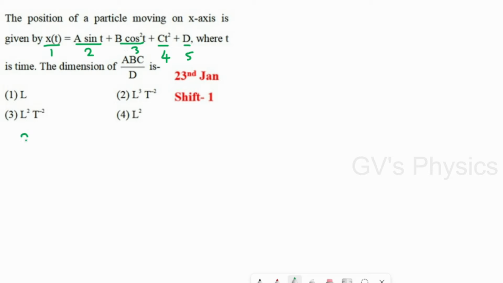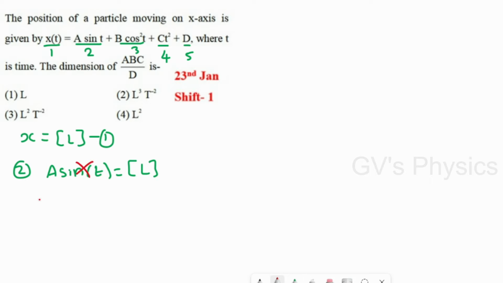So first one, x, position comes under length. So the first term has a dimension of length. So the rest of the terms also have the dimension of length only. So we can substitute this in the second term. So second term, a sin t, that is equal to, the dimension of the second term also has to be L only. So in the case of sin t, it's a trigonometric function, so we don't want to take that. So the dimension of A has to be length.